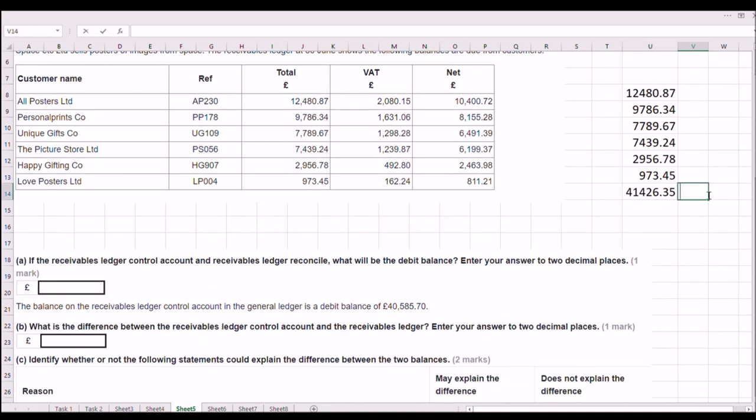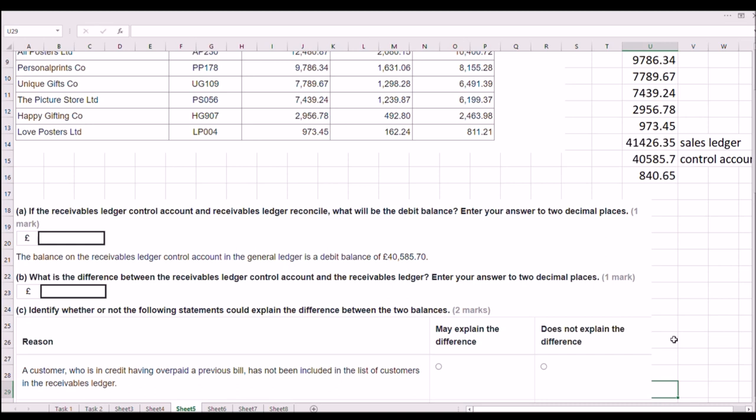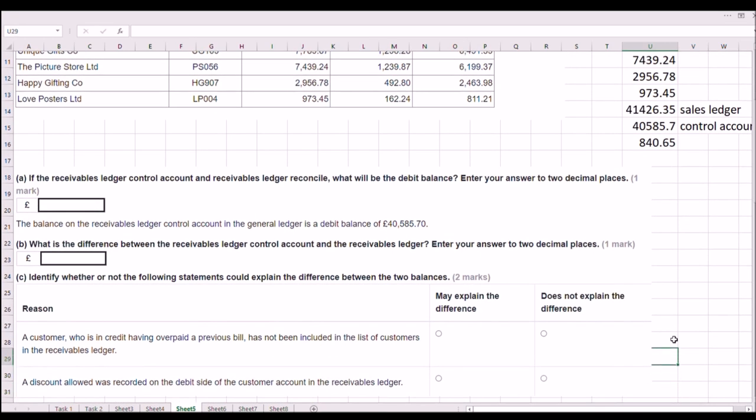Right, the balance on the receivables ledger control account. Yeah, so this is the sales ledger, the receivables ledger, whatever you want to call it. And the balance on the control account in the general ledger is 40,585.70. So the difference is 840.65. Okay, so that's our difference for that answer there. So we know we got a difference, so we got an error, because they should always reconcile.